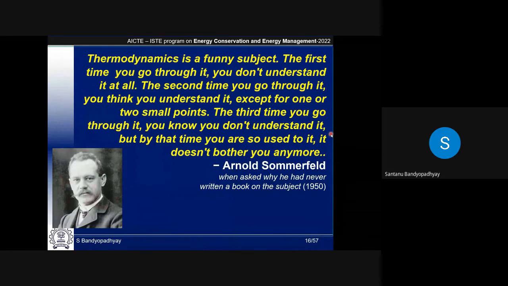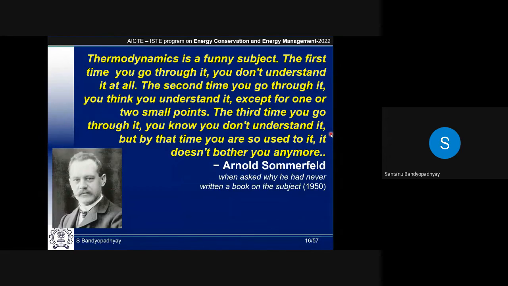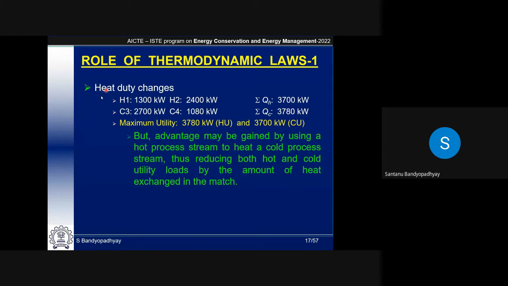But taking this on a lighter side, we are going to use this thermodynamic method and try to find out how much we can extract from it. So the first thing is, let's look at the first law, how much heat is available and how much heat is required. So H1 can give 1300 kilowatt of heat, H2 can give 2400 kilowatt of heat. Total heat available is 3700. And similarly, if I add the heat required by the cold streams, I can see that this is 3780.